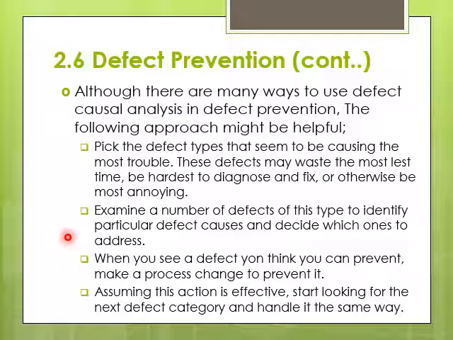So this kind of defect prevention is quite similar to risk management as well. You identify the risk, how you mitigate the risk, and how you handle the risk. And the fourth most helpful step in defect prevention is assuming this action is effective, start looking for the next defect category and handle it the same way. So these are the most helpful approaches for defect prevention.